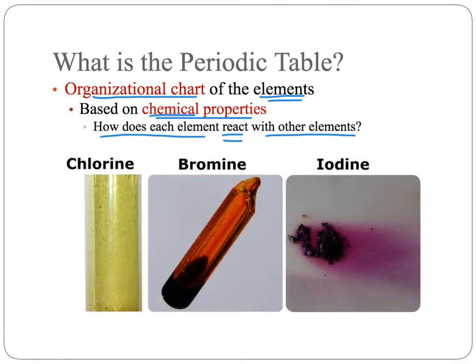For example, these three elements, chlorine, bromine, and iodine, have very different physical characteristics. At room temperature, chlorine is a gas, bromine is a liquid, and iodine is a solid. But they all react in similar ways, and so they are grouped together because of how they react.